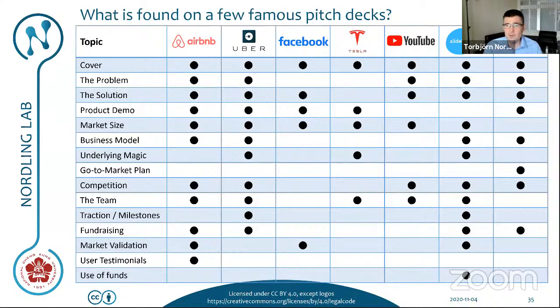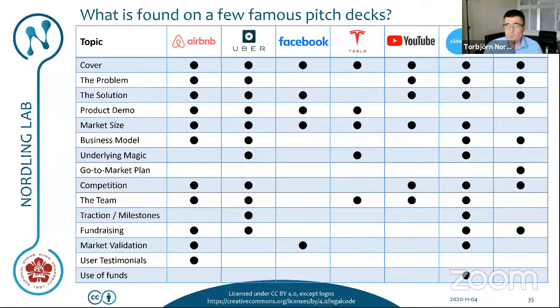Then Facebook, well, that's the large social network, which is used in most countries, but banned in some, like China, founded by Mark Zuckerberg, and has also IPO'd. Tesla is a company run by Elon Musk, creating electric cars, and they have also IPO'd. Then we have YouTube, which is a video sharing platform, which is a part of Alphabet, the parent company of Google. Then we have Slidebean, which is a company that has automated creation of presentations, and in particular is used a lot by entrepreneurs to create pitch decks.